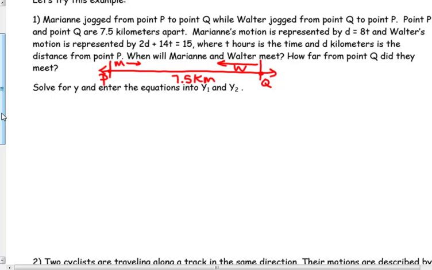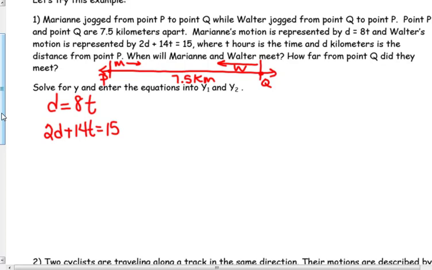Marianne's motion is represented by d equals 8t. So distance equals 8 kilometers per hour, where t is time in hours and d is kilometers. Walter is represented by 2d plus 14t equals 15. So they're jogging kilometers per hour. When will Marianne and Walter meet? How far from point Q did they meet?